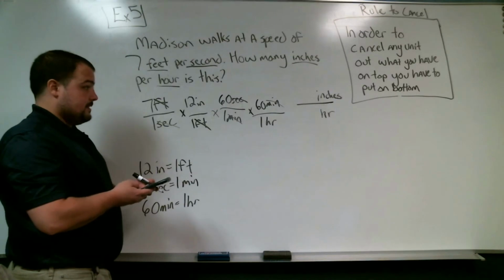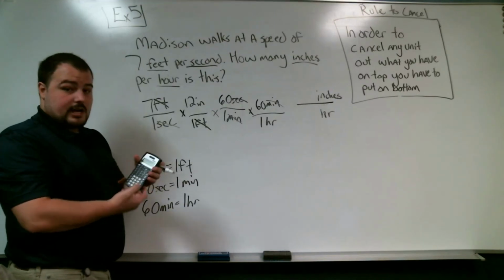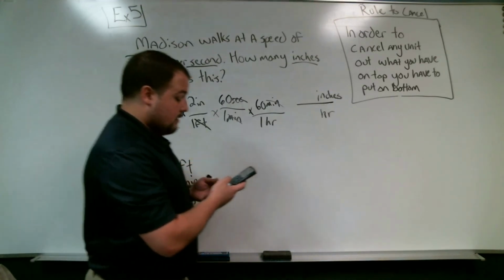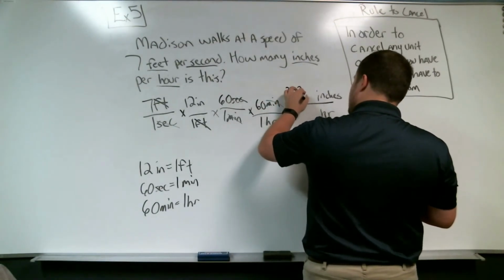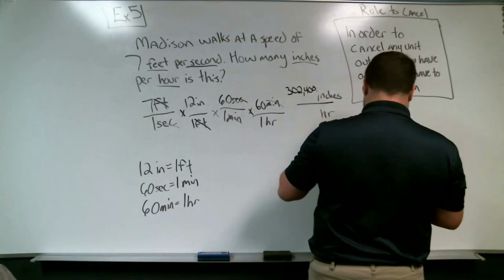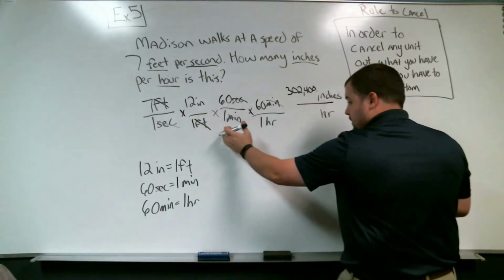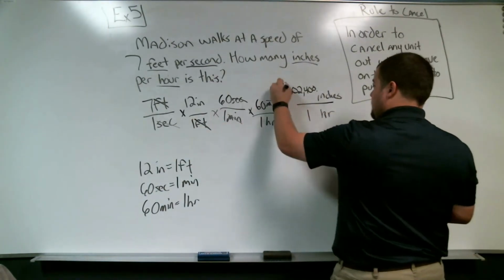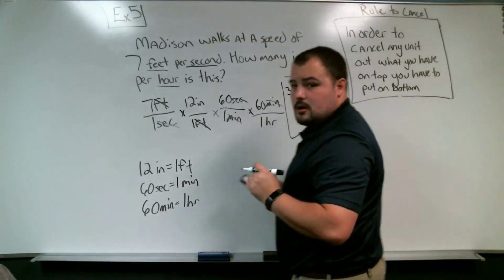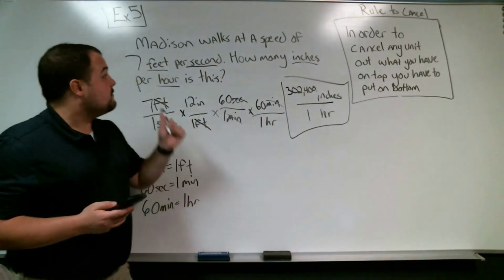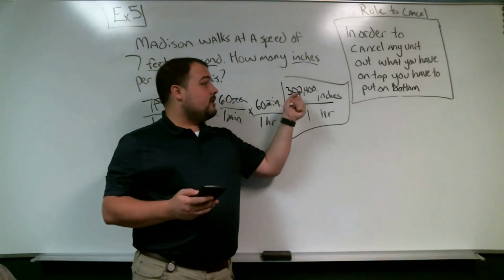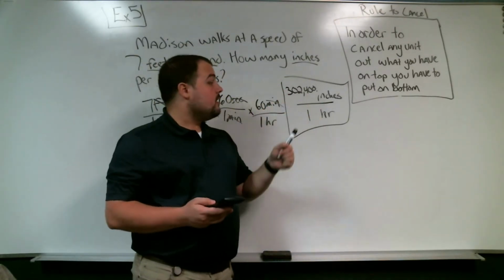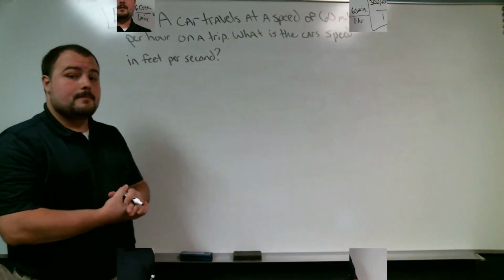7 times 12 times 60 times 60, I'm using a calculator, we get 302,400. 1 times 1 times 1 times 1, that's 1. So, if Madison is moving at a speed of 7 feet per second, that means she's moving 302,400 inches in 1 hour.